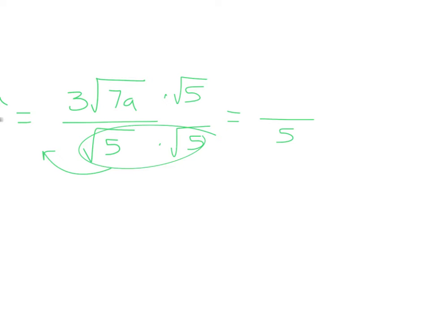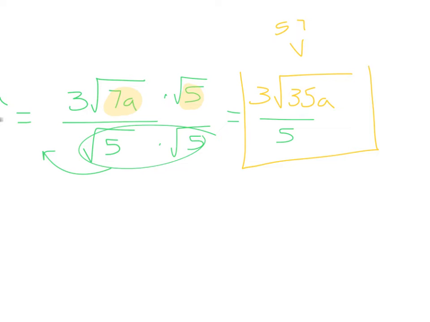On the top, the 3 stays on the outside. And I'm going to put together the 7a and the 5. So 3 on the outside, and then I've got 35a on the inside. Now, if I think about 35, it'll break to 5 times 7. So nothing will pair up and move out.